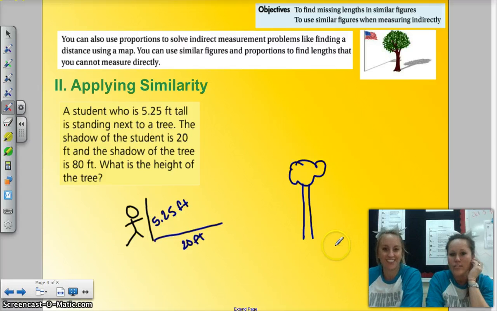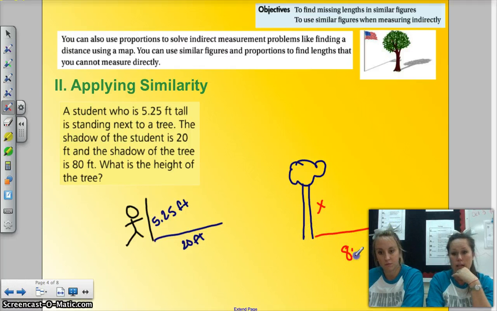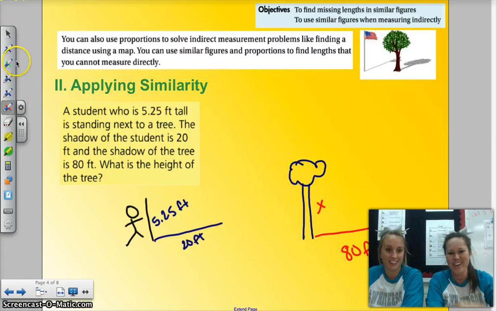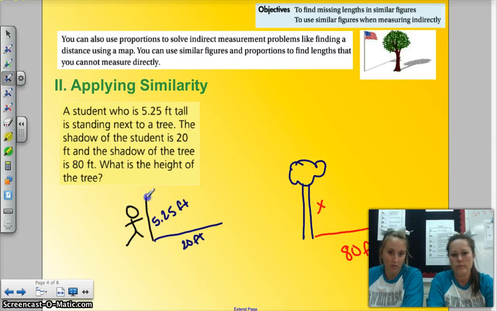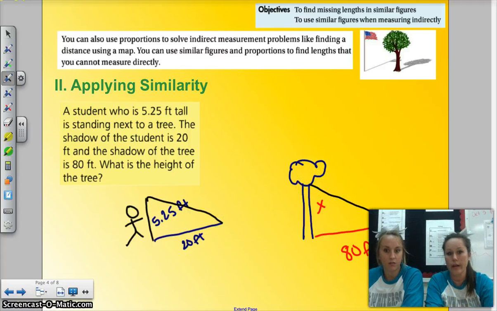The tree, we don't know how tall it is, so we're solving for x there, and it has a shadow of 80 feet. These are not to scale. Now we need to make it a triangle. Connect it. Don't really have to, but do it anyway. And then now we have corresponding sides.